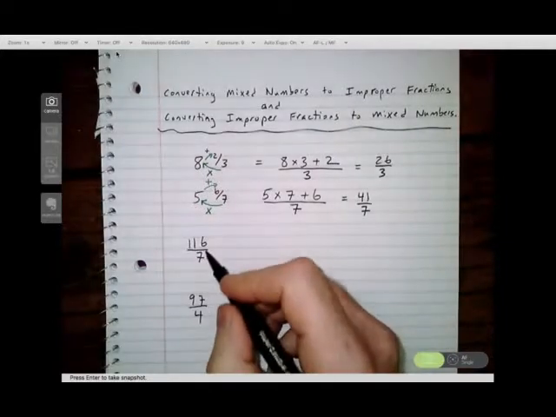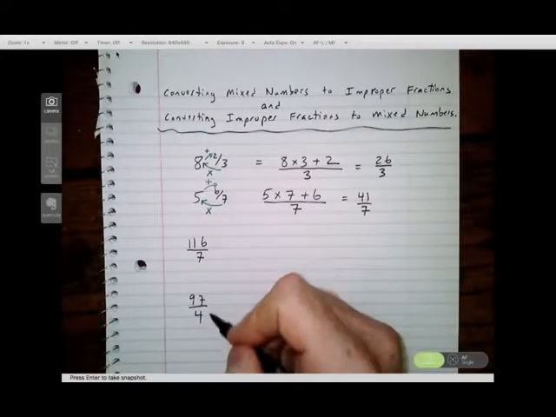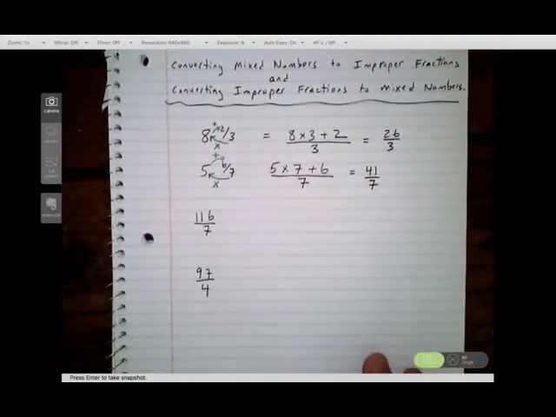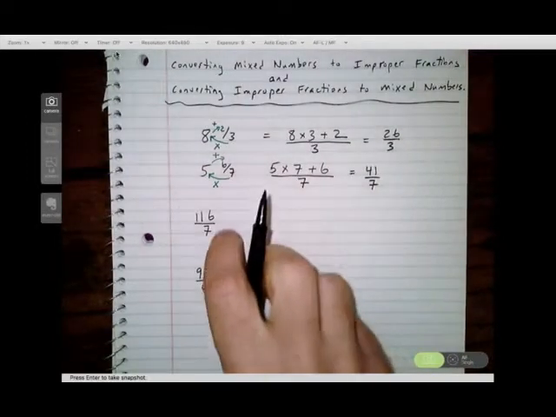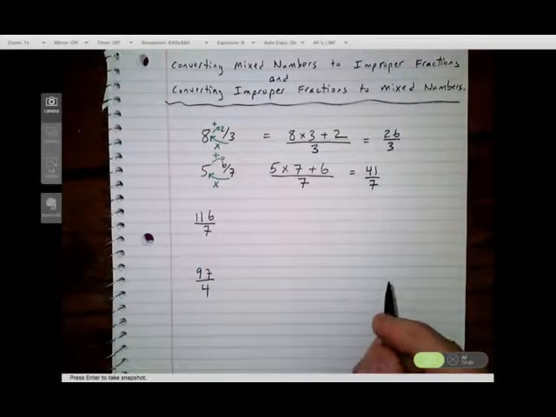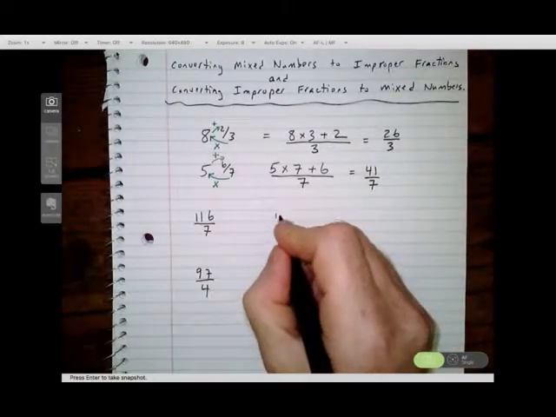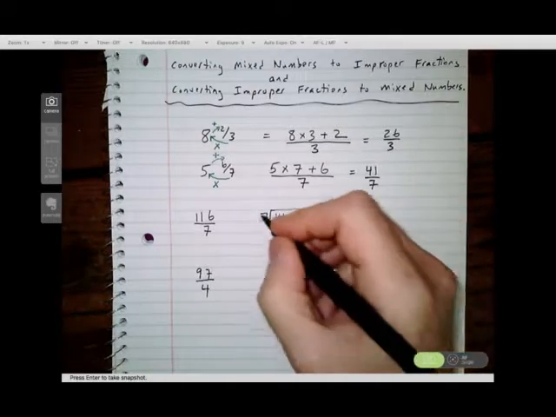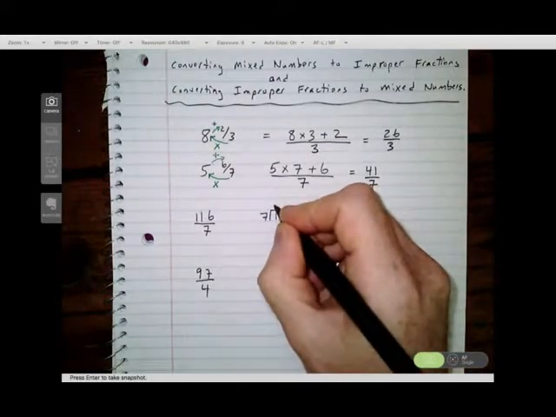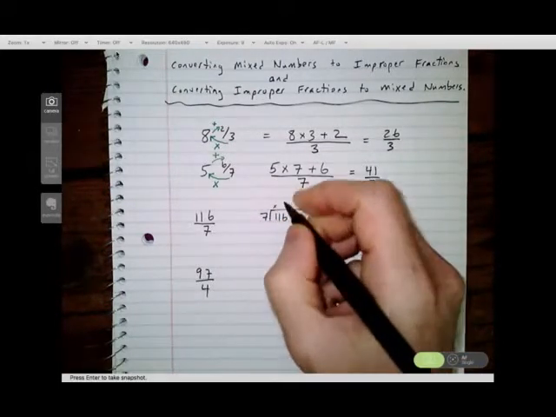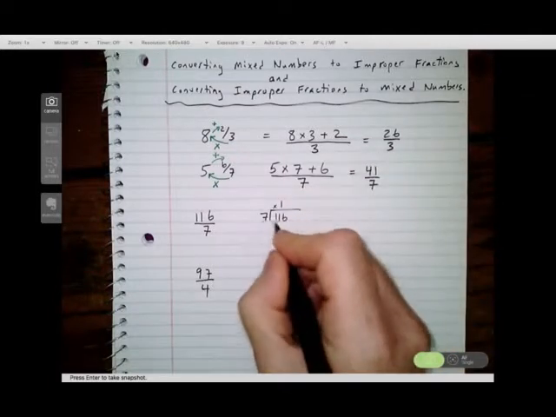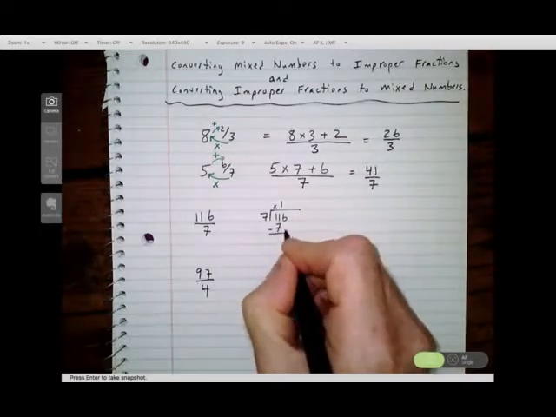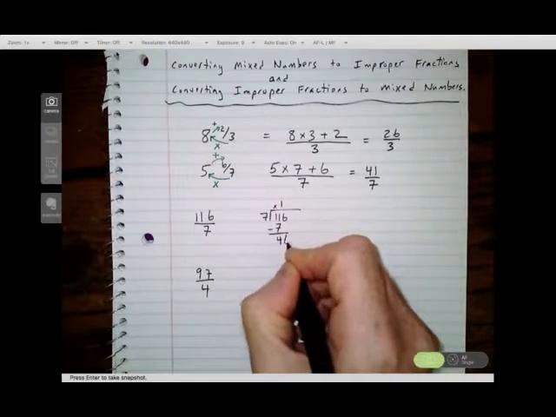Okay, so now when we go from an improper fraction to a mixed number, we have to divide. Okay, so we need to do 116 divided by 7. Okay, so let's work that out here. I'm going to just do some long division. Okay, 7 doesn't go into this first 1 here. I'm going to put an X there. Okay, 7 goes into 11 one time, so 1 times 7 is 7. Subtract, I get a 4, bring down the 6.